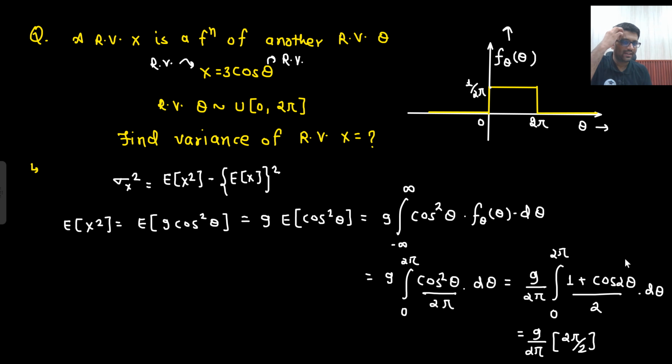1 by 2 into theta plus 0. This is what I will be getting. And the limit of theta is going from 0 to 2 pi. So 2 pi by 2 you will be getting. So from here you can see that 9 by 2 will be the answer. Did you understand this point?